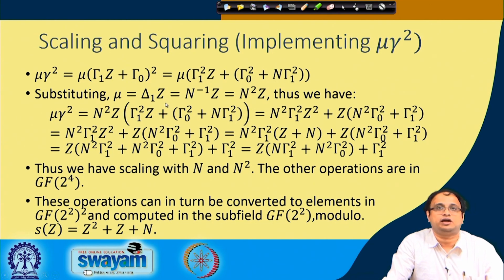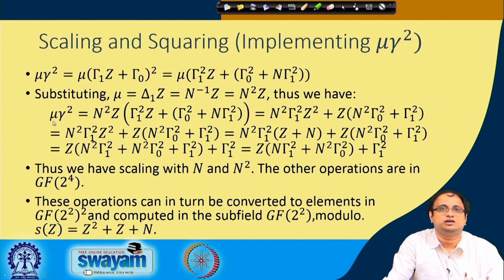Remember delta 1 cannot be 0, so it is some delta 1 z, and this delta 1 is, say, n to the power of minus 1, as we have taken as a choice. So n to the power of minus 1 is again equal to n square, because n to the power of 3 is 1. You can easily understand this because n is an element in GF 2 power of 2. There are 4 elements, and therefore you can verify from Fermat's little theorem that you will get n to the power of 3 as 1. So you can actually write n to the power of minus 1 z as n squared z.